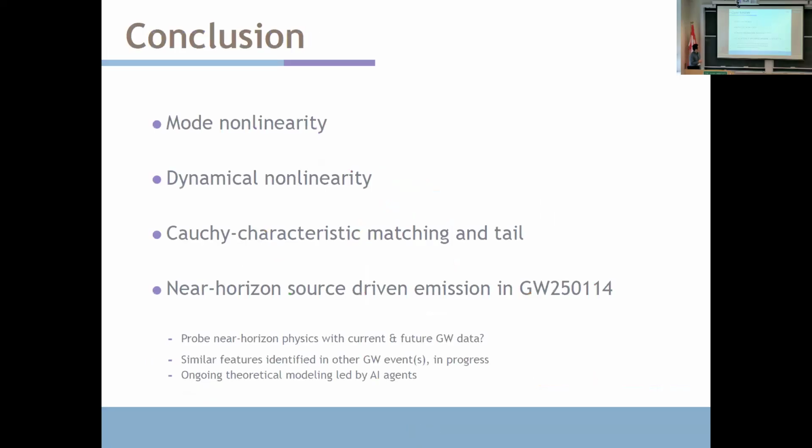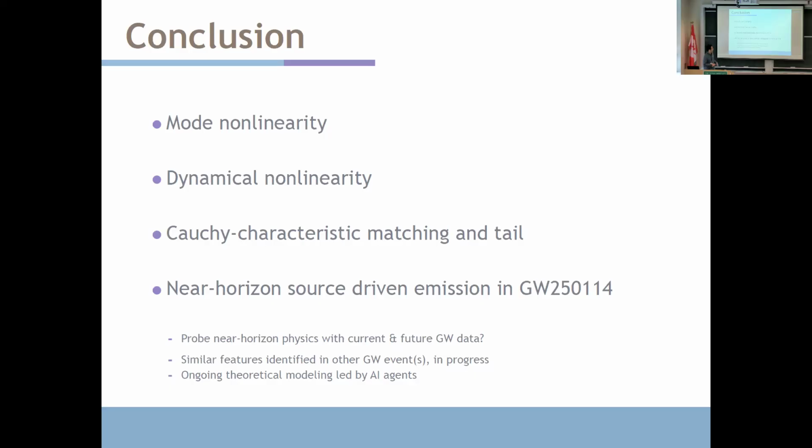To summarize, in this talk, I covered a few nonlinear phenomena, including mode nonlinearity and also dynamical nonlinearity. I also mentioned Cauchy characteristic matching, and using this method, we can reveal the tail from merging binary black holes in the fully nonlinear region. And finally, we are able to identify this near-horizon source-driven emission, not only in numerical relativity waveforms, but also in real observational data.